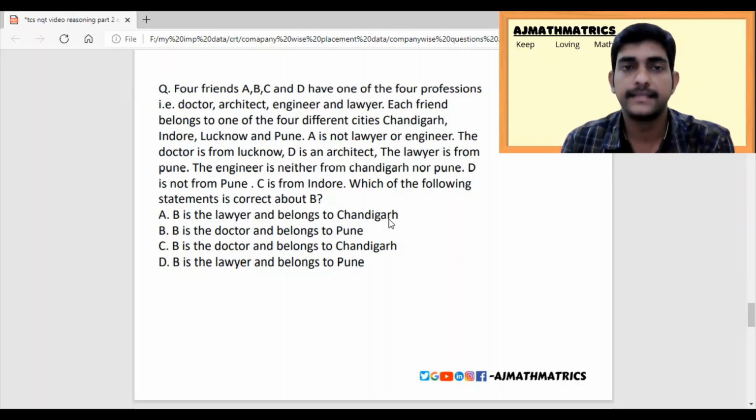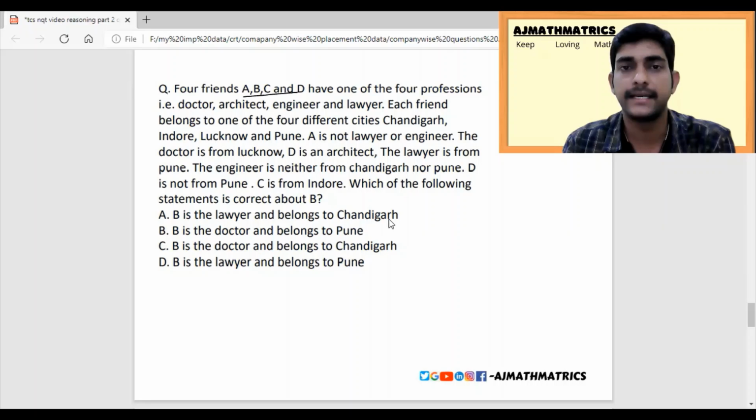Now let's read this question. This is a puzzle test question, and whenever you have lengthy data like this, first read the data and decide where to start. Okay, now first I am reading.